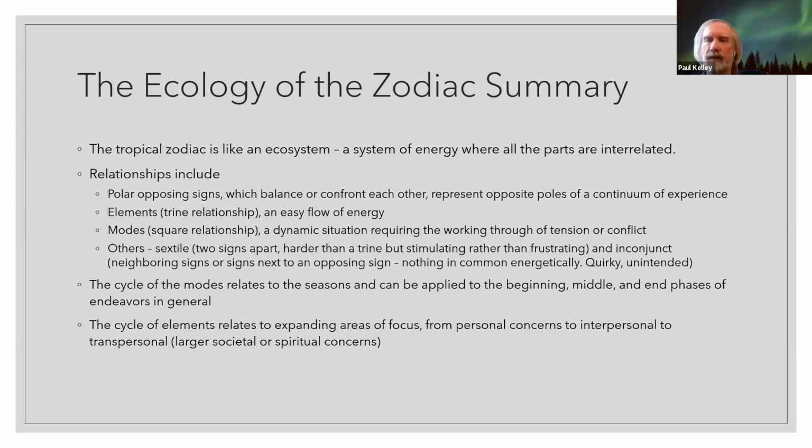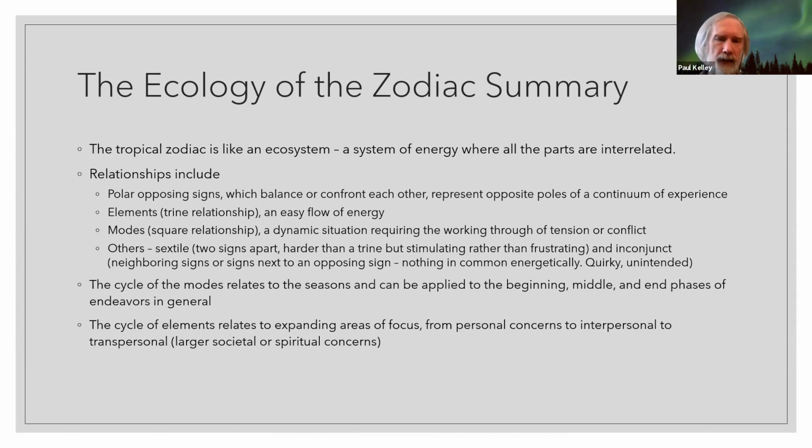Elements, or the relationship of the trine, that's an easy flow of energy between signs that share the same kind of energy. Modes, square relationship: when we go from one sign to the next of the same mode, it expresses itself as a situation that requires working through. It can be frustrating, but resolving it creates a productive kind of work feel to it. And then we talked about the other relationships. Two signs apart is the sextile. It's stimulating, but we really have to stretch ourselves to connect the two energies.